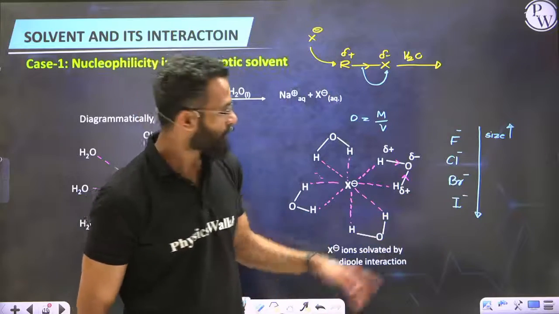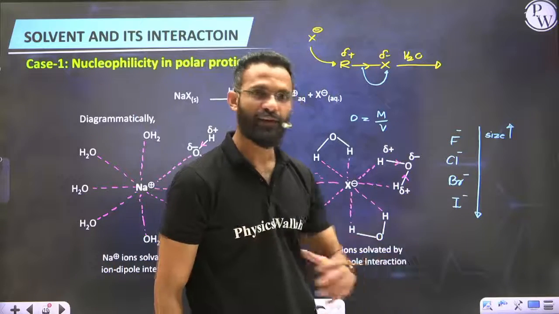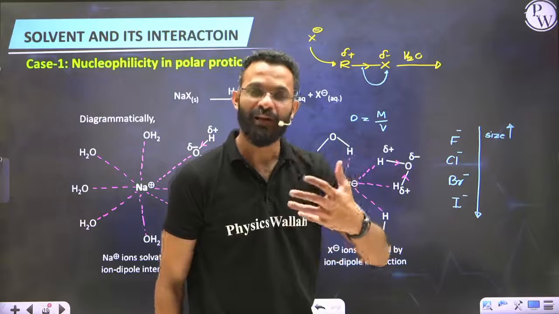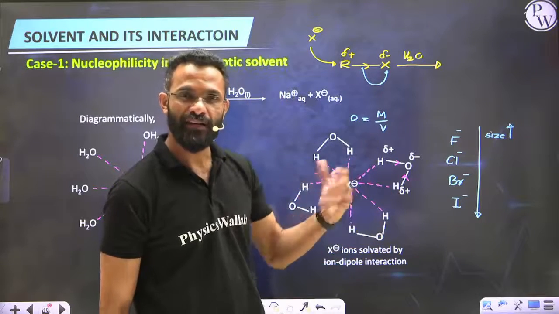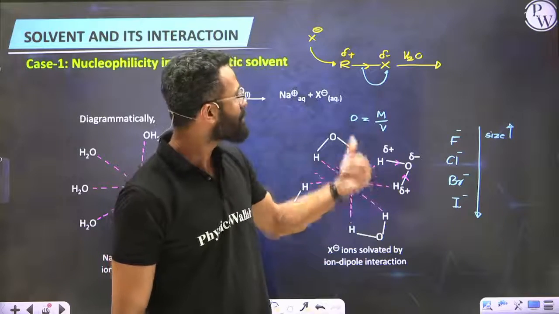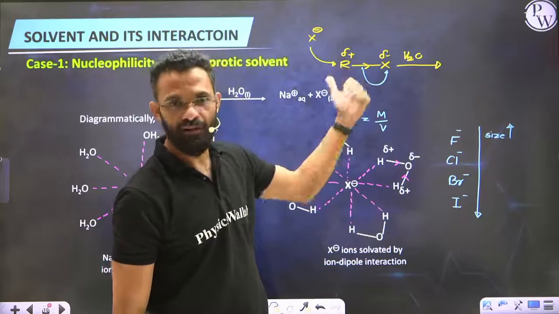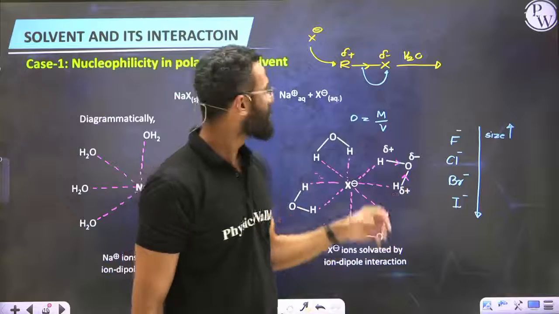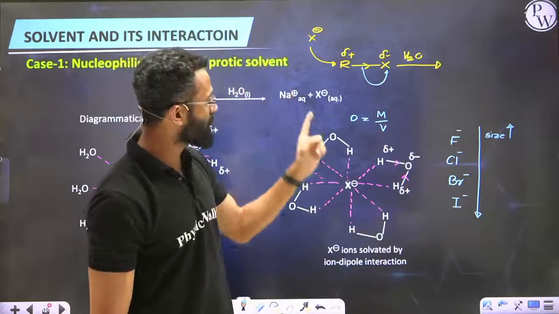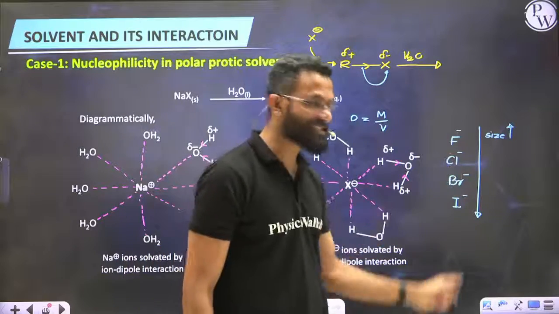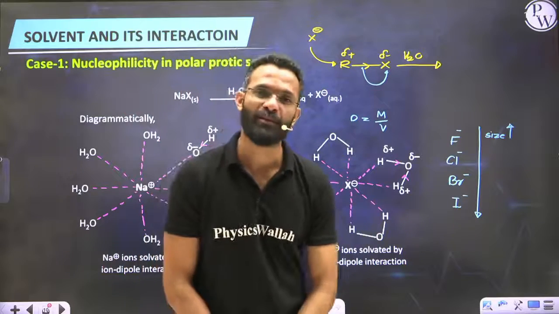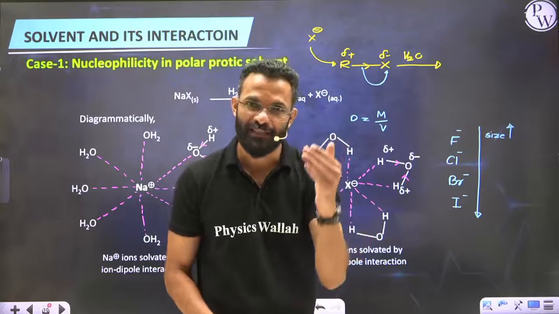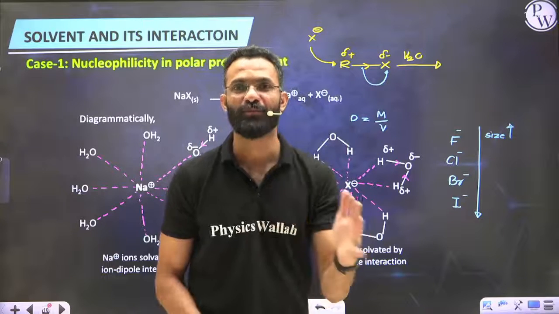Everyone, I repeat, as you come down the group, the size of the anion will increase. So a larger size anion won't be strongly captured. Hence you can say they are relatively free. Hence the nucleophilic behavior will be better. Hence in a polar protic solvent, nucleophilicity increases down the group. Guys, the conclusion is in polar protic solvent, the nucleophilicity increases down the group.